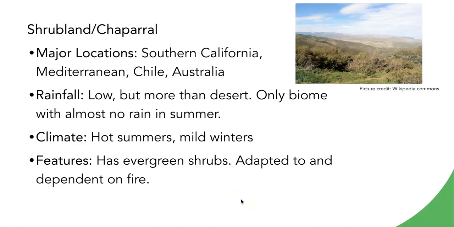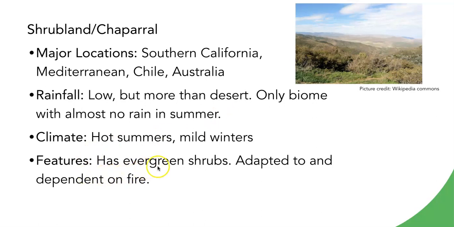Going on to shrubland, which is also known as chaparral. It's in Southern California, the Mediterranean, Chile, Australia. The rainfall is low, but more than a desert. That's why it's not a desert. It is the only biome with almost no rain in the summer. So that's one way to pick it out by its graph. Hot summers, mild winters. Has evergreen shrubs.